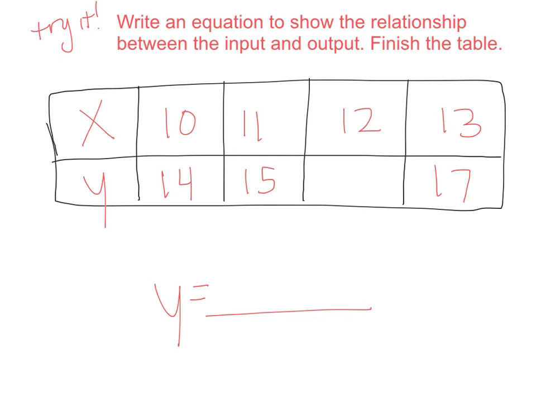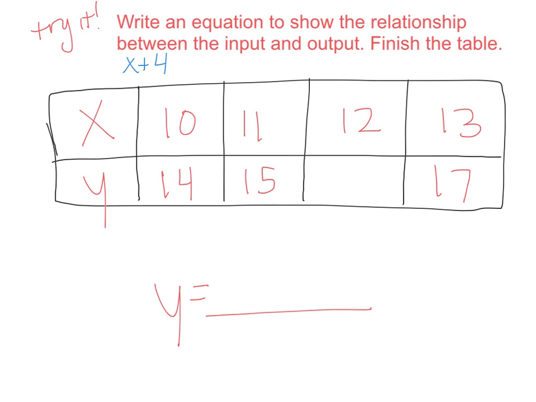Okay, so I'm going to first look at my first column. I have 10 and 14. Well, one thing is, why is 14 four more than 10? So it looks like if I had x plus 4, that would work. Is there any other patterns that I see there? It doesn't look like they're doubling anything. It doesn't look like they're dividing by anything. So let's see if x plus 4 works for the next one.